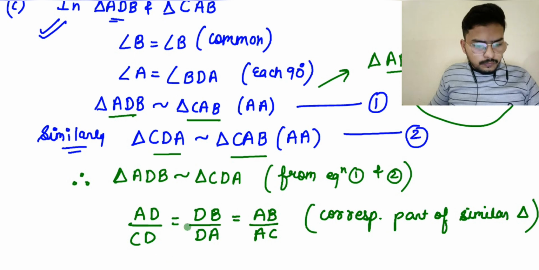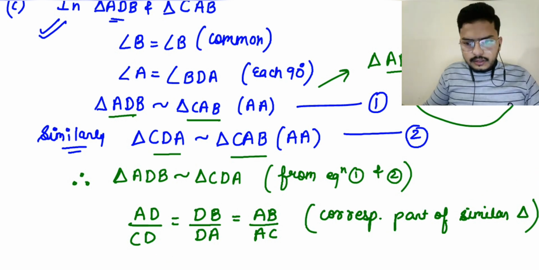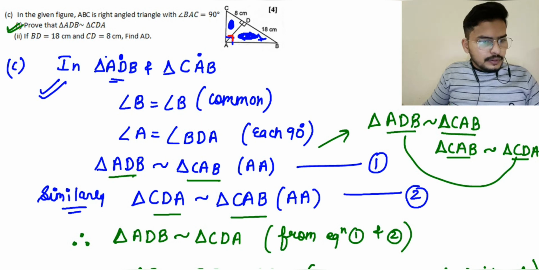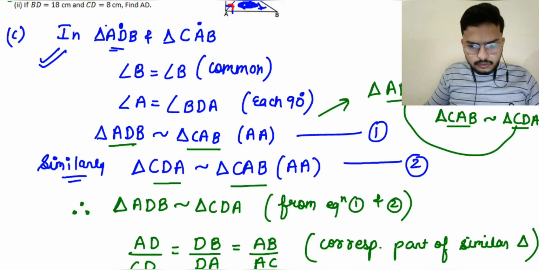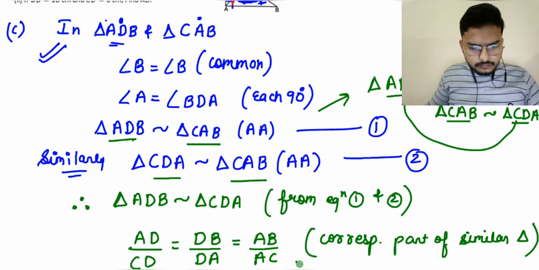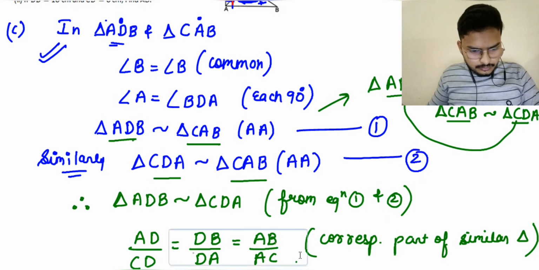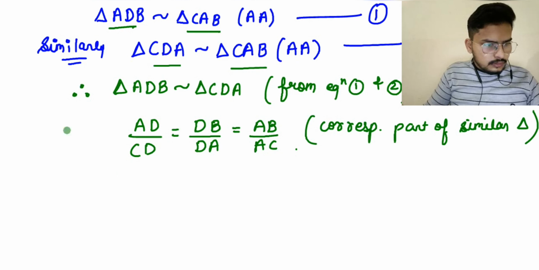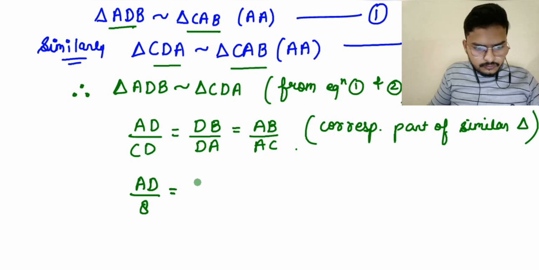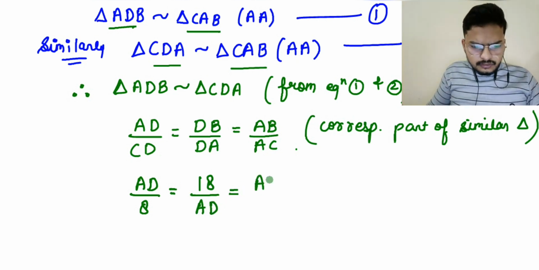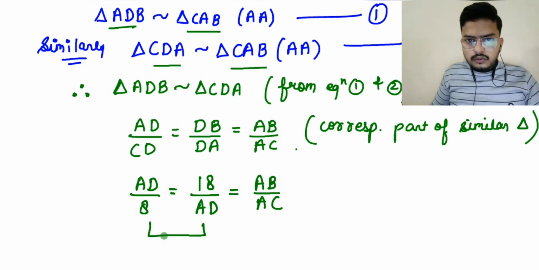Now look, whatever values we have, just put them in and find AD. BD is 18 and CD is 8. Just put the values. AD we have to find, CD is 8, BD is 18, and DA and AD are the same, so we just write AD. AB upon AC is not required, but still we are writing it. Now just look at the first two terms.